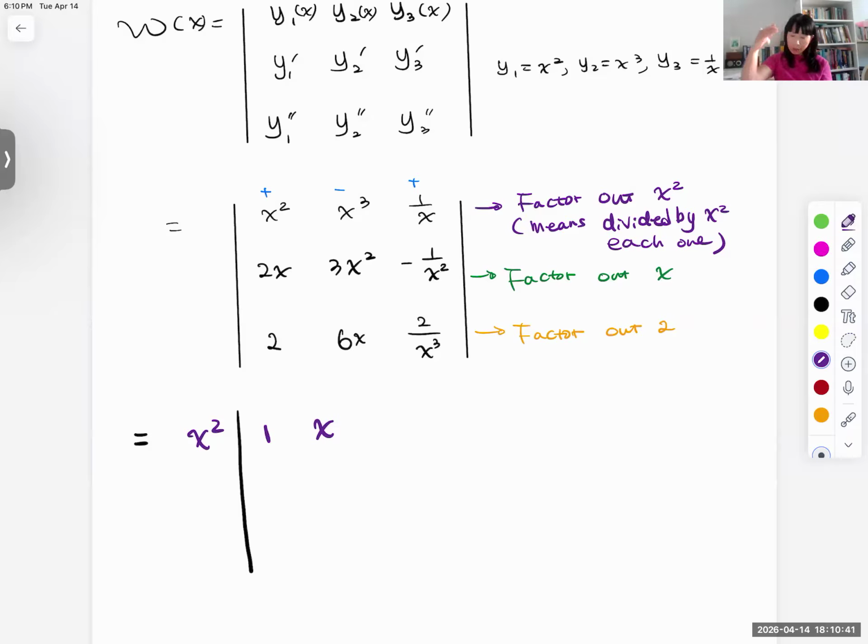Okay, now second row, factor out with the x. That means 2 remaining and 3x squared. Then 3x remaining. Negative 1 over x, that's negative 1 over x to the third power. Sorry, I did not factor out x, right? So let me do x here because we're going to multiply everything.